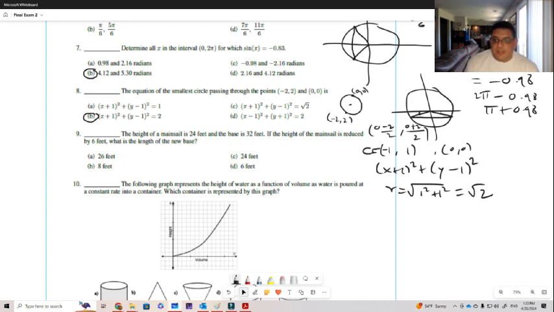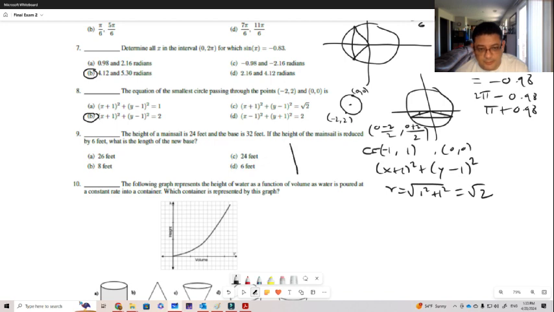Now, question number 9 says the height of a mainsail is 24 feet and the base is 32. So we have, again, the mainsail of a boat is a triangle situation. Let me see if I can actually use a figure. Nope. I can use a line, I guess.